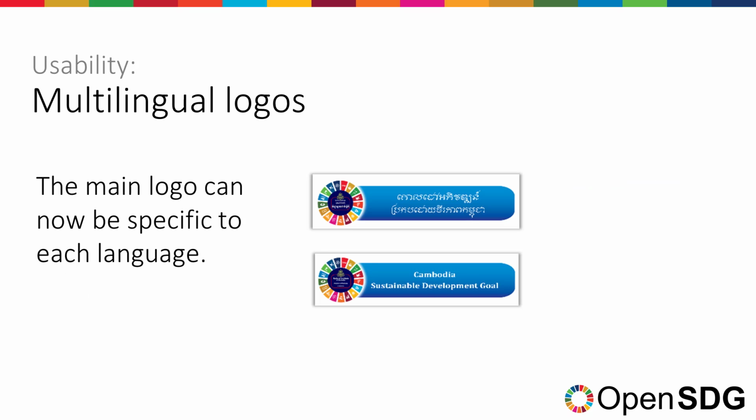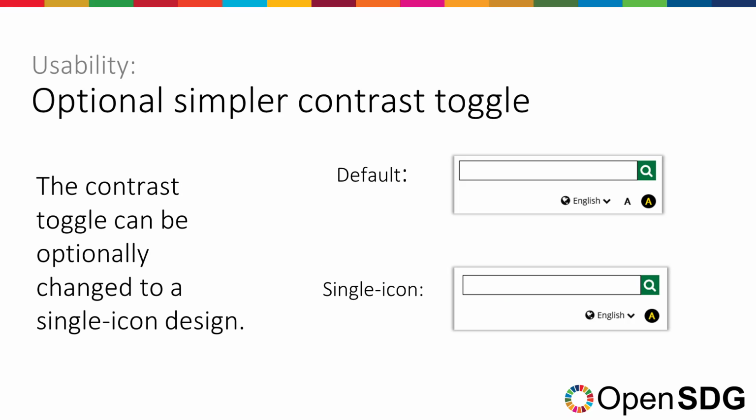The logo of the Open SDG platform can now be configured to be specific to each language. The contrast toggle, which appears in the upper right of the platform, can now be configured to display as a single icon rather than a double icon.